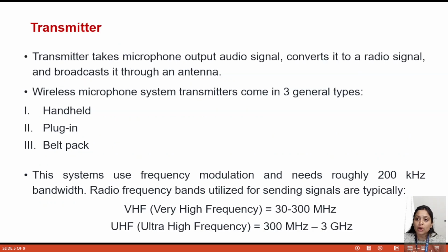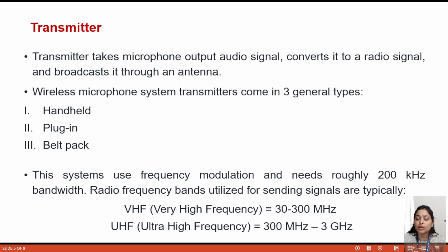Okay, so now we are coming to the transmitter section. What the transmitter section does is take the microphone output signal, convert it to a radio signal, and transmit it through the antenna. Okay, so there are basically three types of transmitters available. Mainly we have seen handheld, then plug-in, then belt-pack.